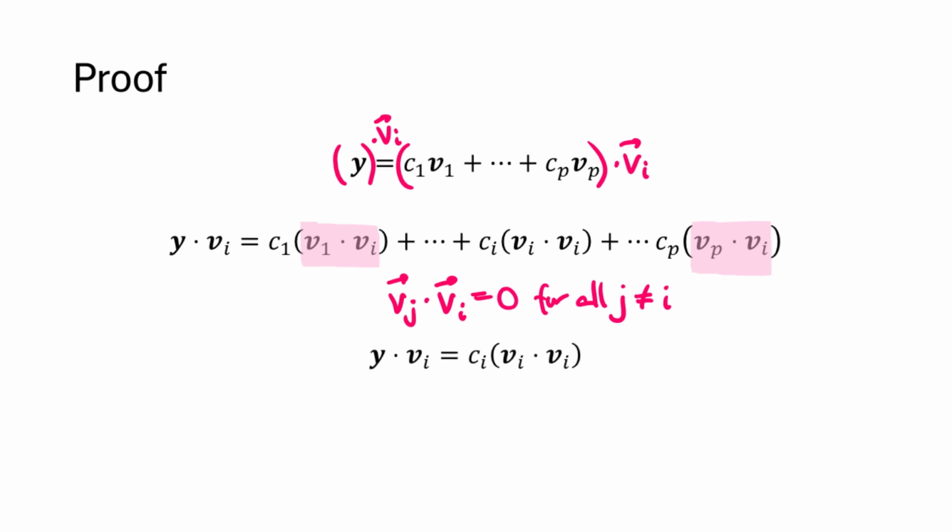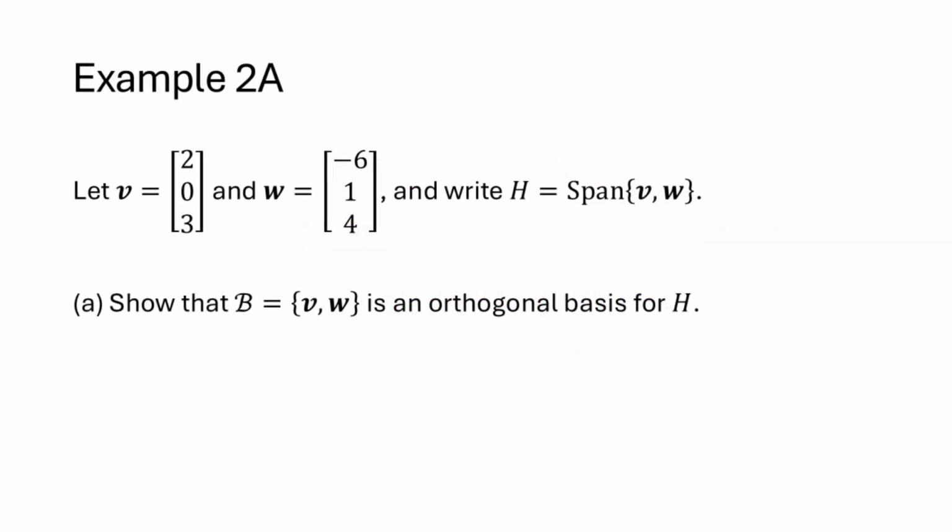So that gives us y.vi equals ci times vi.vi. And all we need to do now is divide both sides by vi.vi. And that gives us ci equals y.vi divided by vi.vi. And that's what the theorem says, so we're done. Let's take a look at an example.